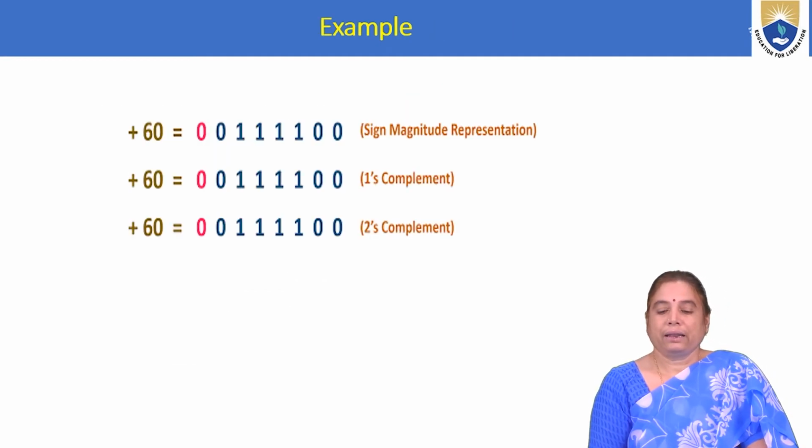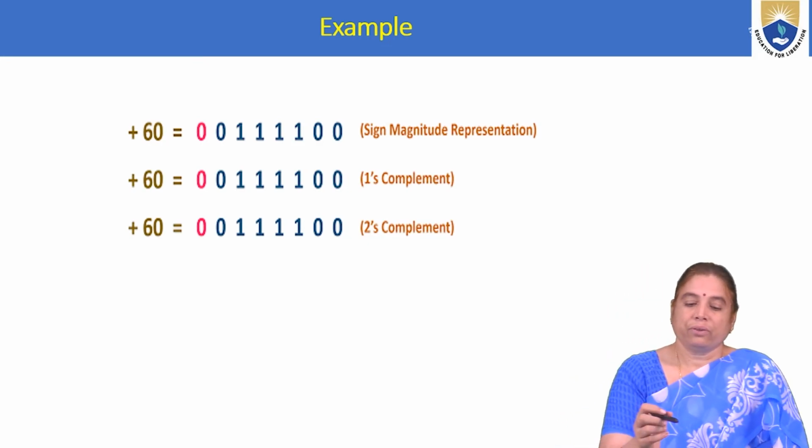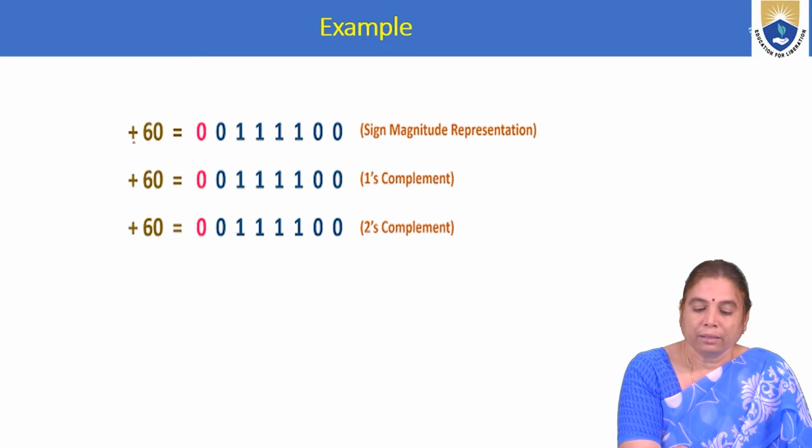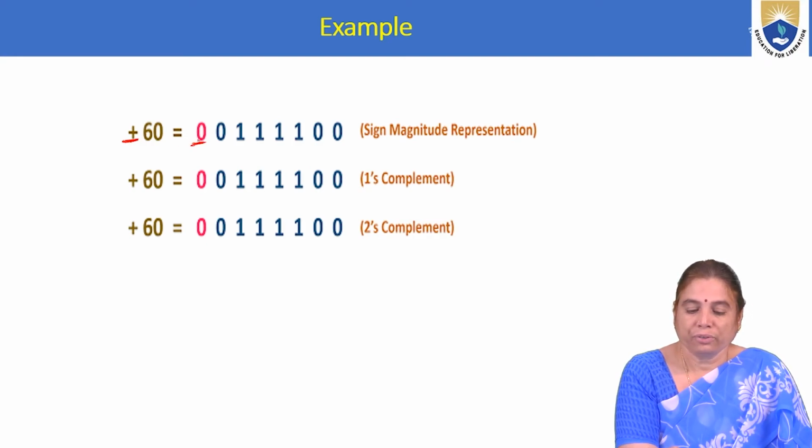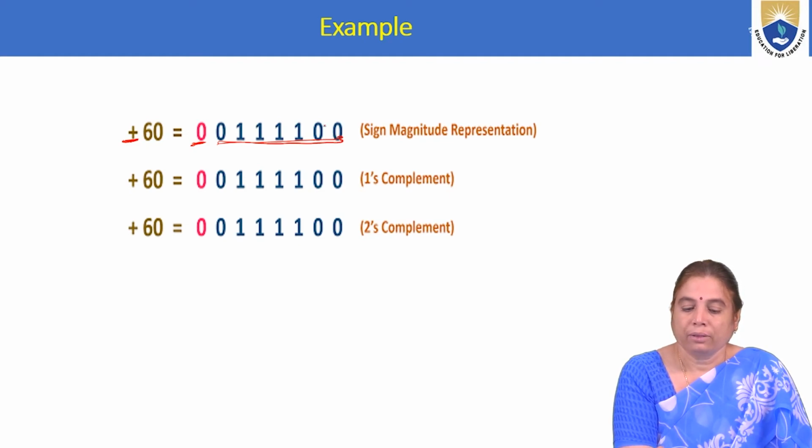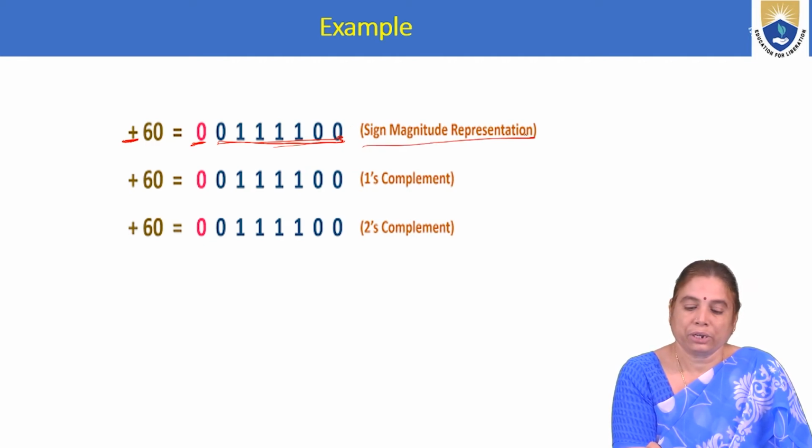Now consider an example. Here the value 60 has to be represented. The sign is positive, so the sign bit is off. So 0 represents the sign bit, and this is the binary equivalent of decimal number 60. Okay. So this representation is called signed magnitude representation.